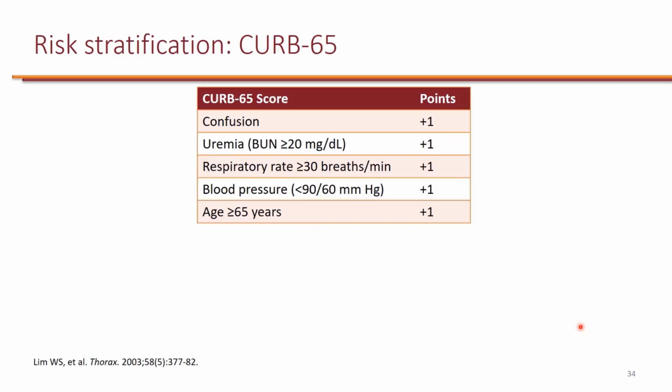So here's what CURB-65 is. The C stands for confusion. If the patient has altered mental status, they get 1 point. The U is for uremia, or BUN of 20 or higher, which will give you 1 point. The R is for respiratory rate of 30 or higher, which will give you 1 point. The B is for blood pressure of 90/60 or less. And of course, the 65 is for age 65 or higher.